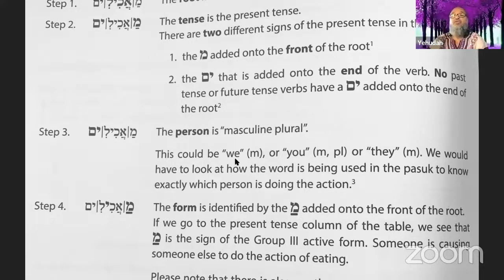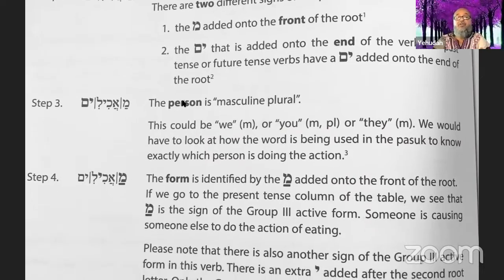Here, we don't know who's doing the action, except that it could be we, because we is plural. It could be you, masculine plural, because that's what eam could be. It could be they, because it's plural, you see? So context or text will tell you that in that sentence. It will let you know.